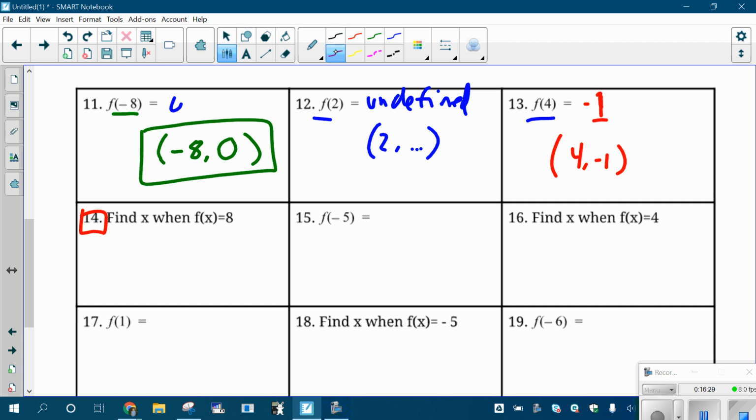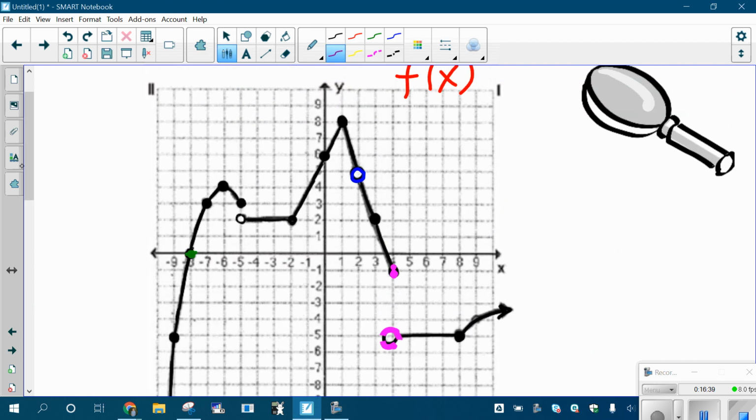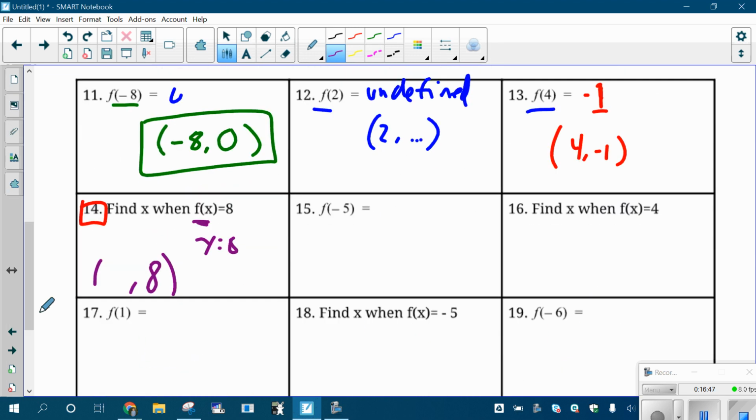Find the x when the output, when the y equals 8. Again, it's saying, hey, find the x where the y is 8. Okay, well, let's see. Where is my y going to be 8? Okay, it's right there. What's the x? 1. Okay. In other words, 1, 8 is a point on the graph. Find the x that gives an output of 8. That value is 1. Okay? Go ahead and pause. Try 15 and 16 on your own.